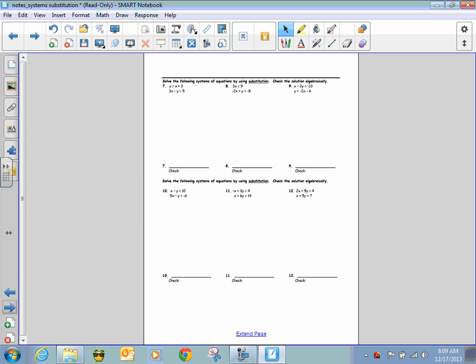All right, so let's go ahead and take a look at this second page.